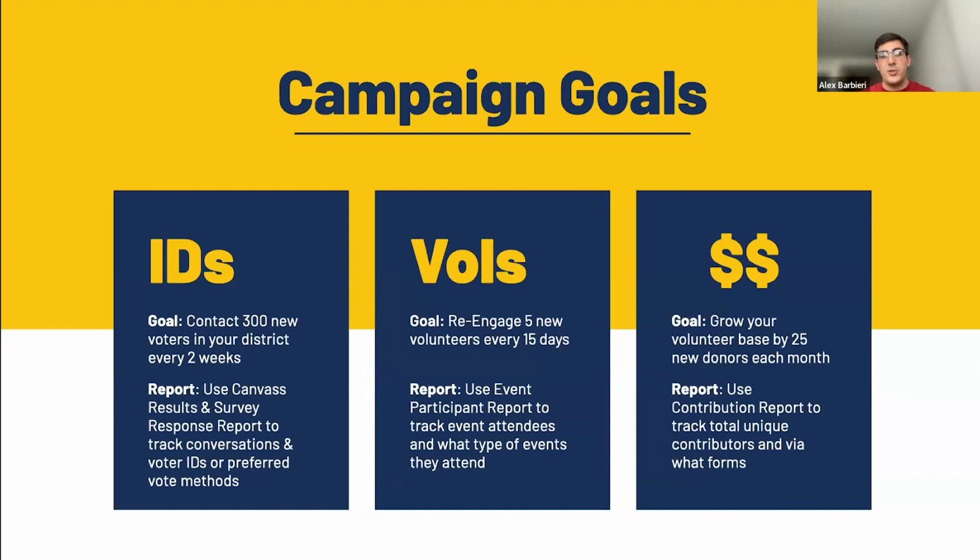Or let's say that you want to grow your donor base by 25 donors every month. You can use the contribution report to track the total number of contributors and what forms they are donating from. So if you have a form that is, for some reason, bringing in more money than another form, maybe there's something about that form that is working that you can implement in other places to try to upsell or make more value out of your online donors.